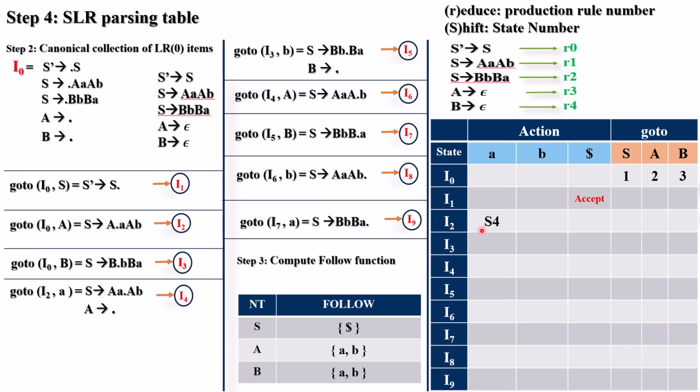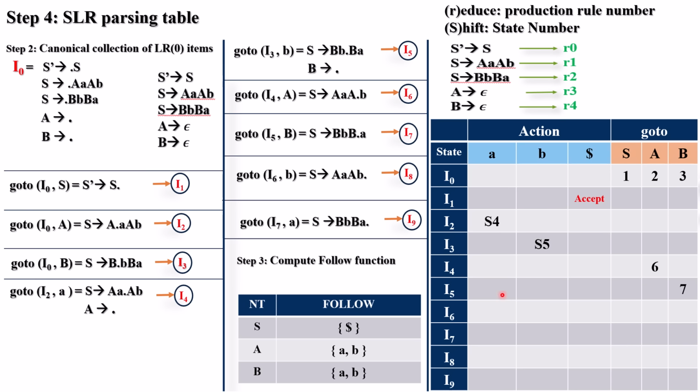Next, I3 on small b, what does it give? 5. I3 on small b, what do we have to write? S5. Next, I4 on capital A, what does it give? 6. I4 on capital A is in the goto part. So what do we have to write? Only 6. Next, I5 on capital B, what does it give? 7. I5 on capital B gives 7.